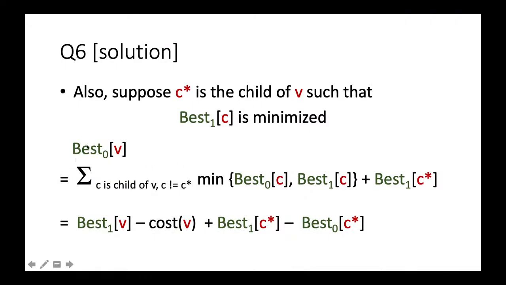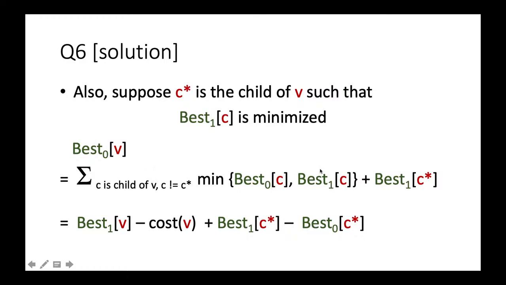So the way to compute the best 0 of V, when you do not open a store at location V, is we find out the best child, C star, that we open a store at. And therefore for the remaining children, whenever C is not equal to C star, we can select either to open a store or not open a store at this location C. So this is the answer for this one.